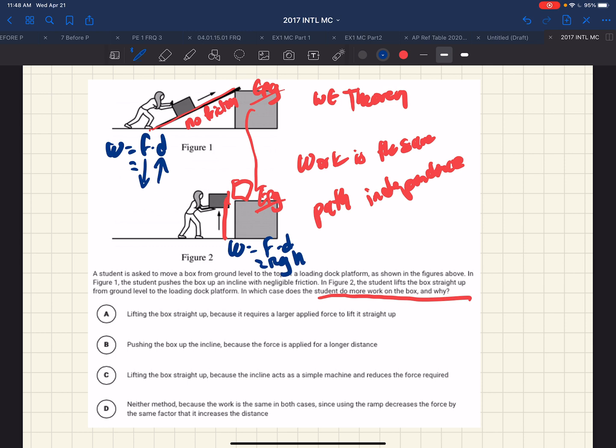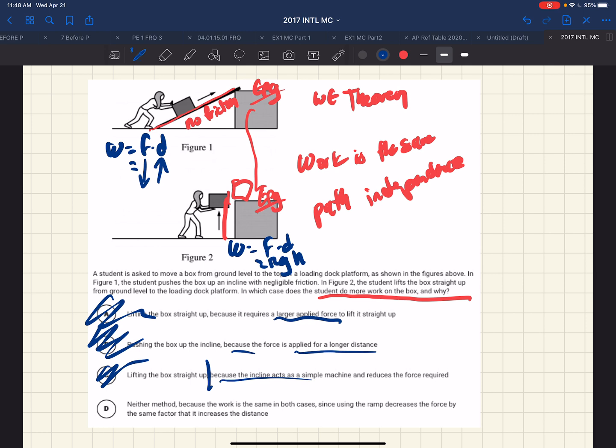It does require a larger force, but that doesn't mean there's more work. It's a smaller distance than the other choice because the force is applied over a longer distance. It's true it's a longer distance, but the force is smaller and they balance each other out. Lifting the box straight up because the incline acts as a simple machine and reduces the force required. So again, the second part is true, but the first part is just false.